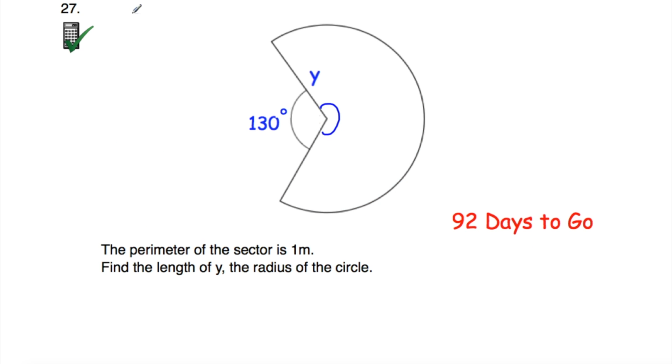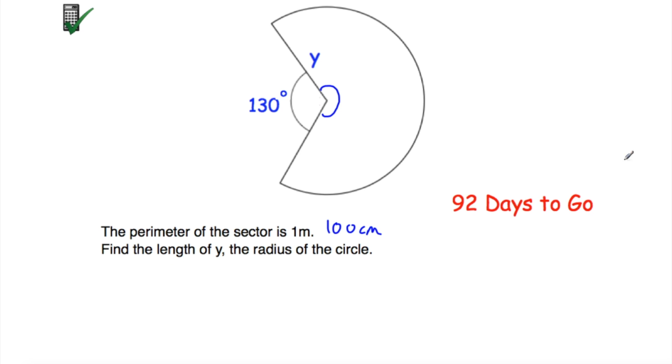Okay, so let's have a look at question number 27. Question number 27 is an arc length, and we're told the perimeter of this sector is 1 meter or 100 centimeters. And we've been asked to find y, the radius of the circle. So what I'm going to do is find an expression for the perimeter of this sector and then put it equal to 100 and then find y.